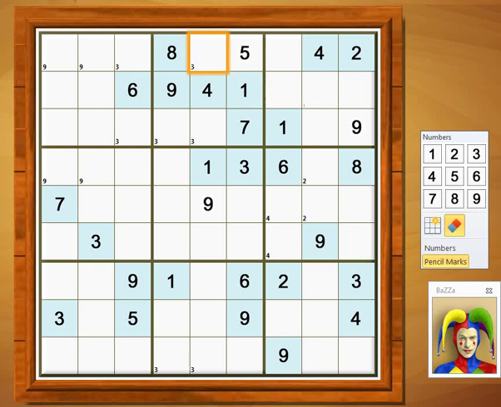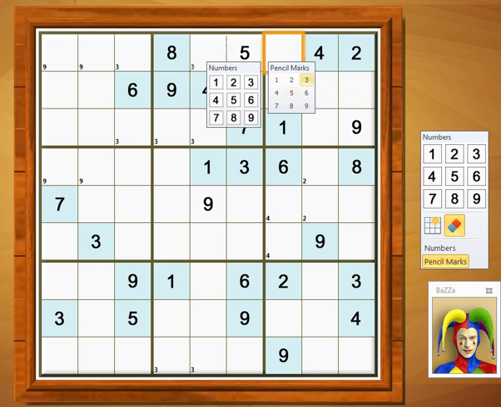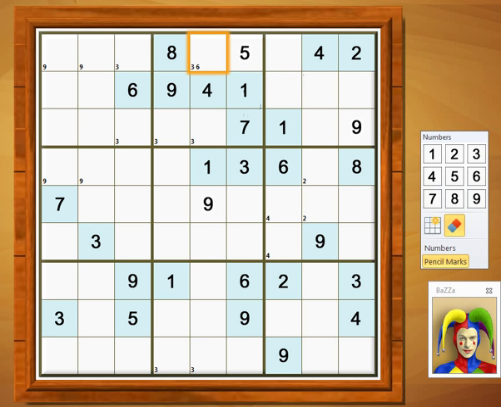Now that leaves us 2, 3, 6. So this one here, 2, 3, 6. This one here, 2, 3, 6. 2, 3 and 6. Because there is no 2 or 3 in this column, no 2 or 3 or 6 in this column, and no 2 or 3 or 6 in this row.